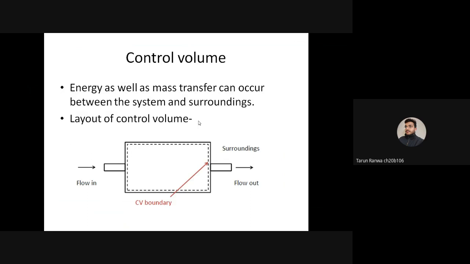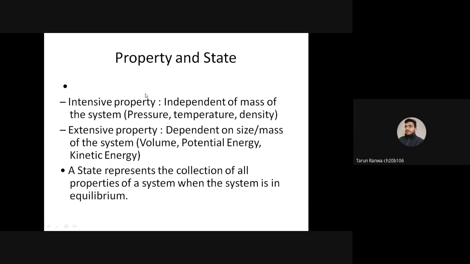Now control volume. Here, energy as well as mass transfer can occur between the system and surroundings. This is the layout of a control volume, and this is the boundary of the control volume. This is the inlet stream, and this is the outlet stream.